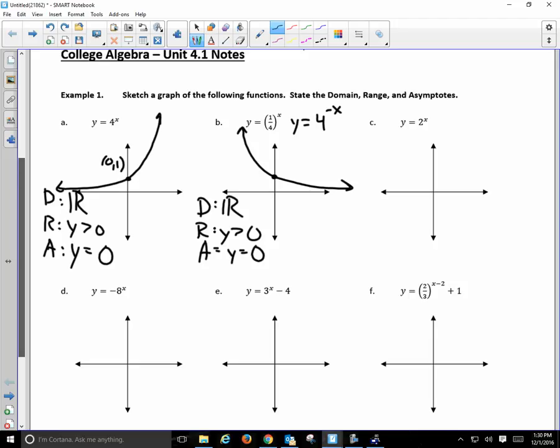Now, will letter C look like letter A or letter B? It will look like letter A. And so, when we draw it, we really don't see any difference. And so Maddie's question comes up, what is the difference between those two functions? Does anybody know how they would be different?